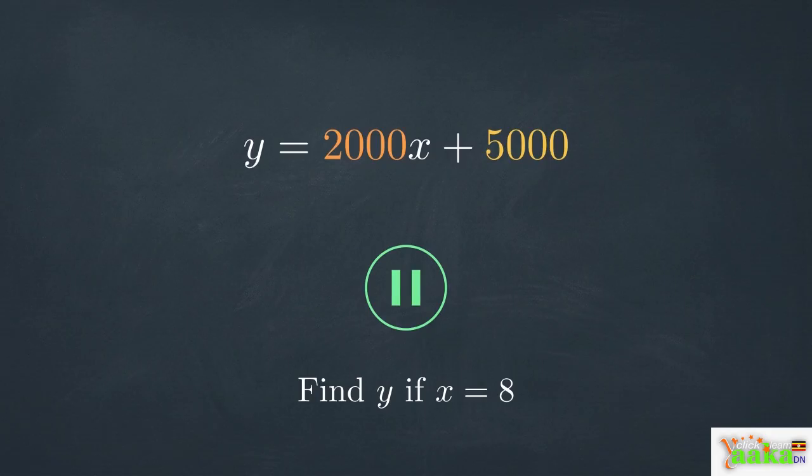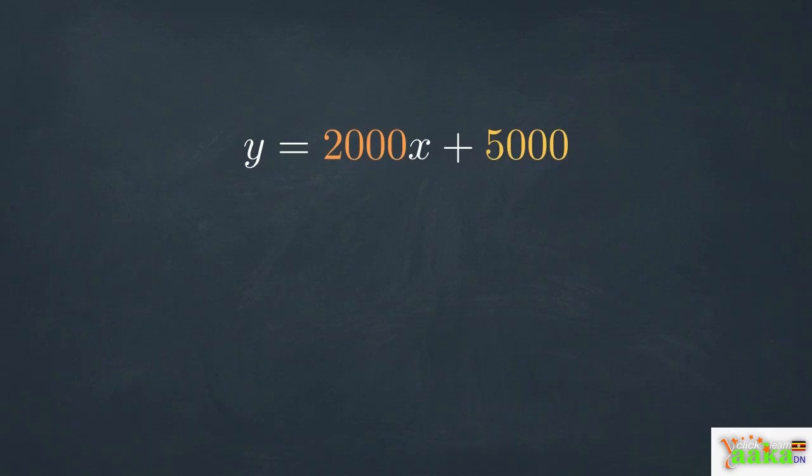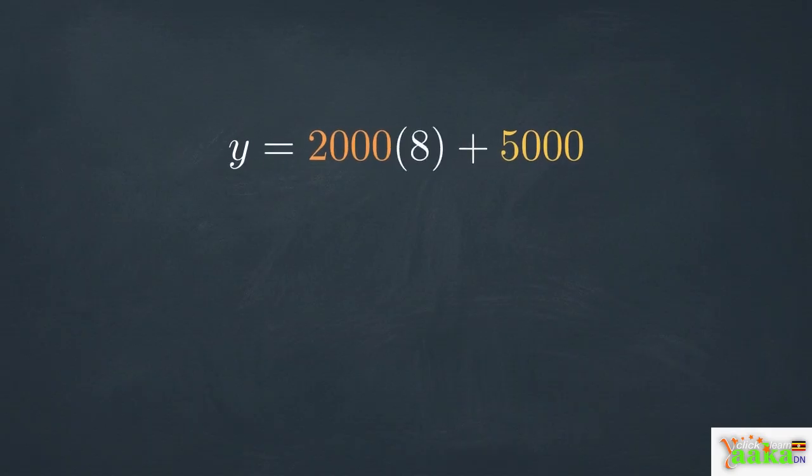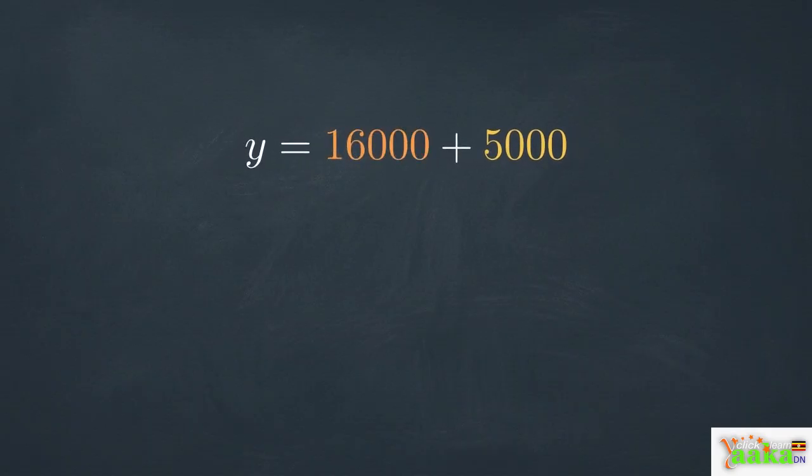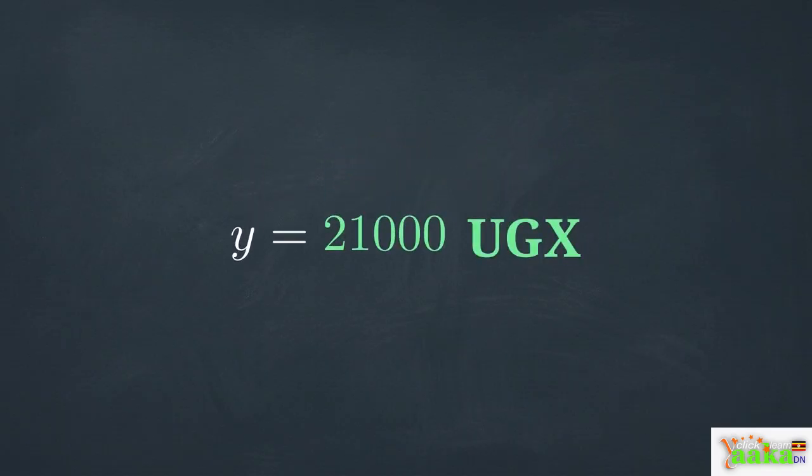Take a moment to test this out. Pause the video, write down this equation, and calculate the total cost for filling exactly 8 jerrycans. Let's check the substitution. We replace x with 8. 2,000 times 8 gives us 16,000. Add the fixed 5,000 booking fee, and the total cost comes to 21,000 shillings.